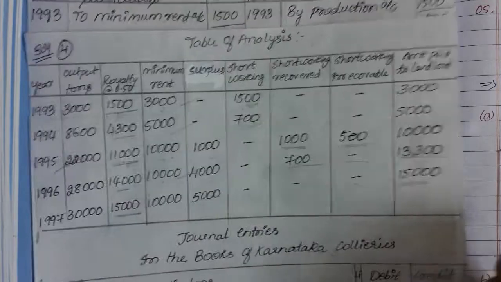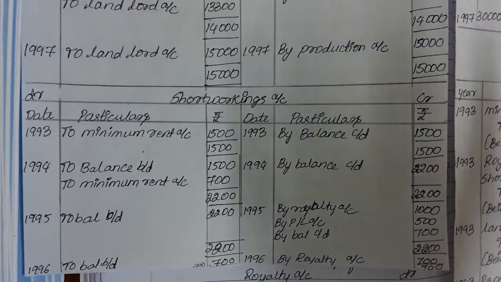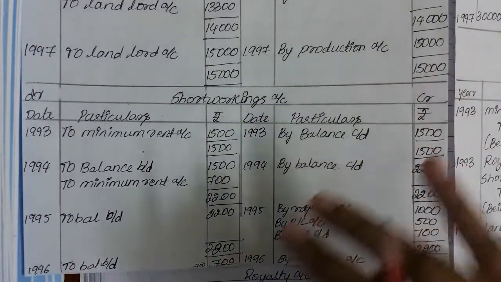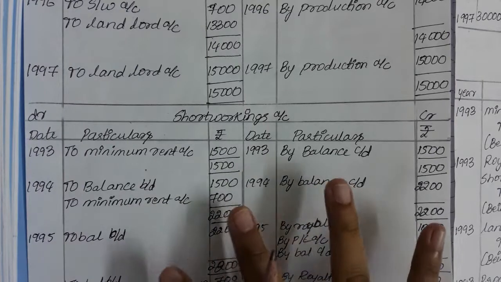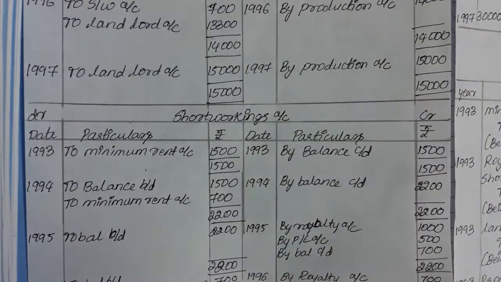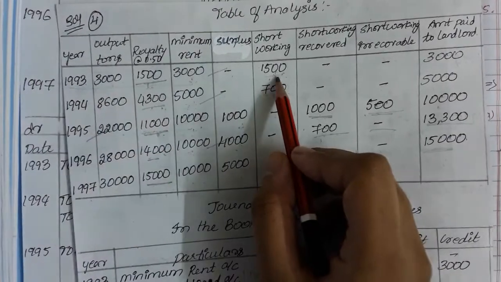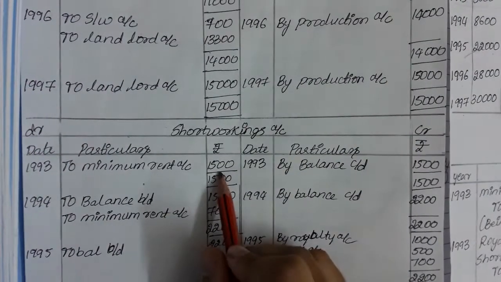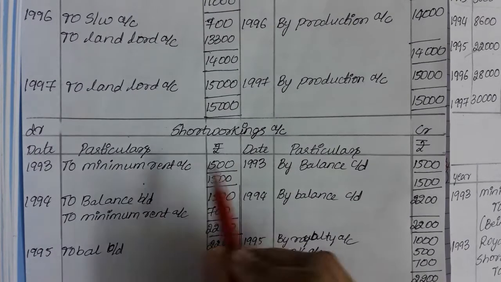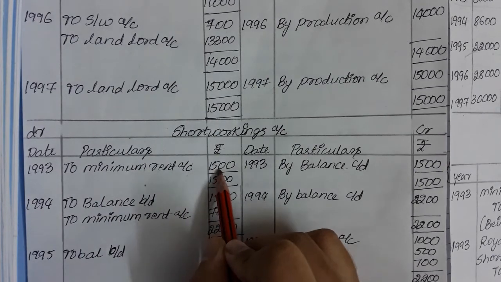Okay. So next, what is the account you need to prepare? Short workings. So now you need to see wherever the short workings is there. What are the things you will be writing in the short workings? When there is a recovery of short workings, you will be passing this. So if there is no short workings in a particular year, if there is no recoverability of short workings, you will not pass. So in the year 1993, you have a short workings of 1,500. Yes or no? Yes. 1,500 short workings. So what happens? You will be writing to minimum rent account. So for the purpose of paying minimum rent, you got 1,500 of short workings you written.